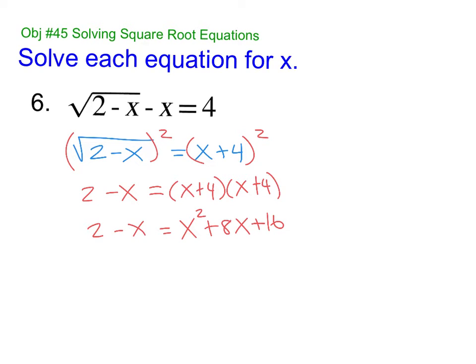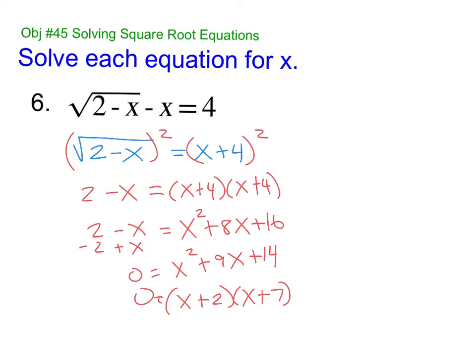Then I'm going to subtract the 2 and add the x. So x squared plus 9x plus 14. Again, this is just a basic MC chart. X plus 2 times x plus 7. Multiply to 14, combine to 9 is 2 and 7. So then, in this case, both of them are negative.